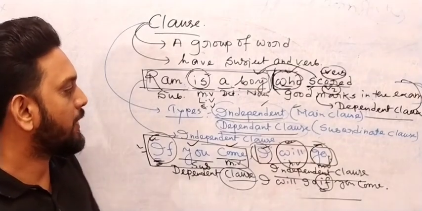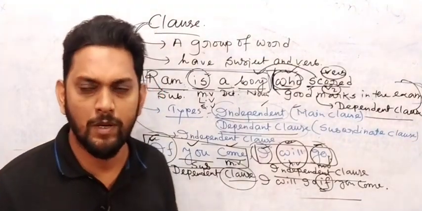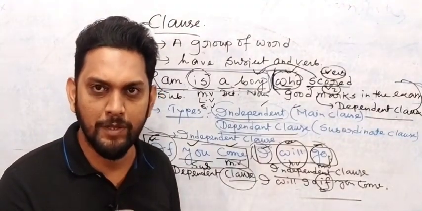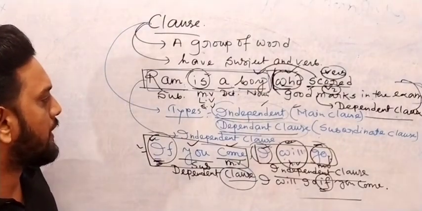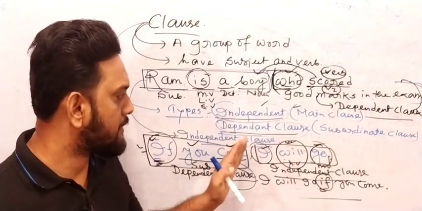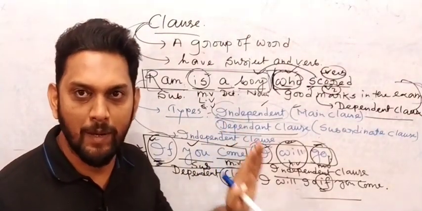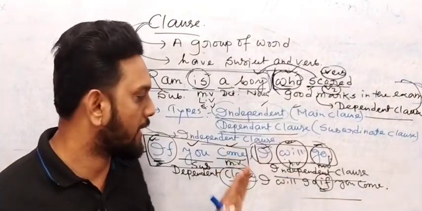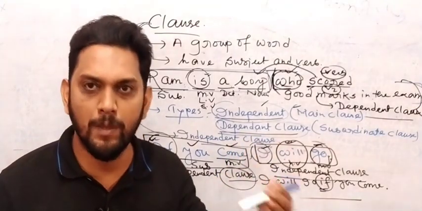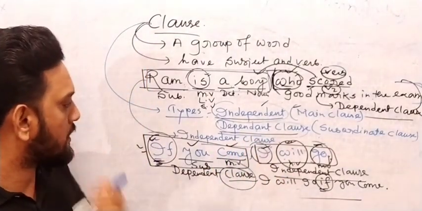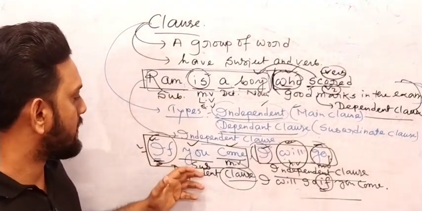So what I said before: clauses. A clause is a group of words which has a subject and a verb. That is a very important part. It has been divided into two types. Independent clause, which is also known as the main clause. The second one is dependent clause, which is known as a subordinate clause. I have already given two examples over here.